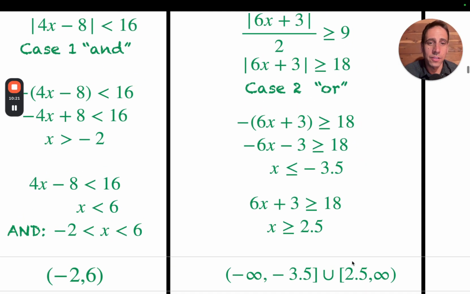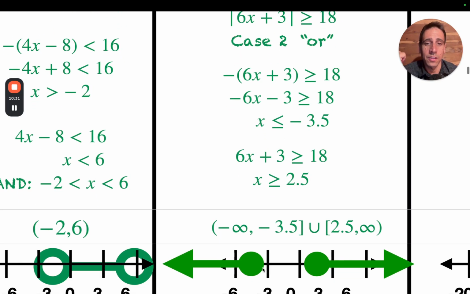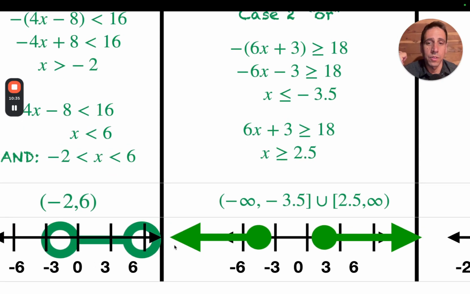So, knowing that this is an OR case, we're going to have shading to the left, shading to the right, and so you can see it looks like this. The lowest number that satisfies this, there is no lowest number, it goes down to -infinity, and all these numbers are going to satisfy the original inequality up to -3.5, and including -3.5. So we've got a square bracket here and a solid dot here.